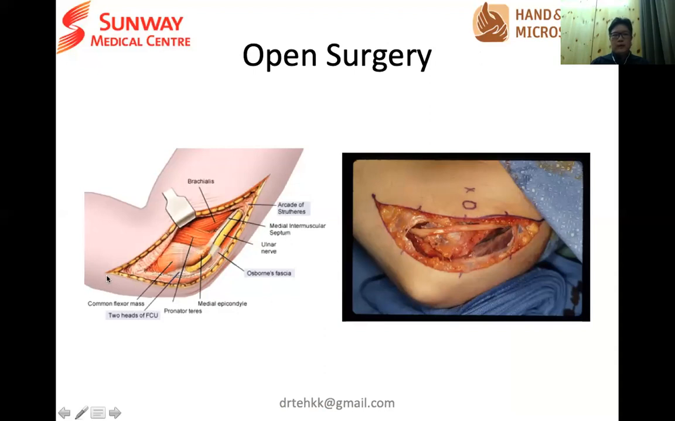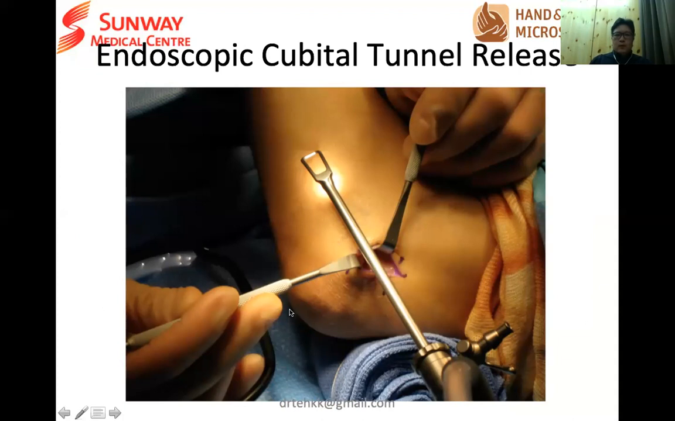So this is an open release with anterior transposition. The scar is about 20 centimeters, 10 centimeters up from the medial epicondyle, and 10 centimeters down from the medial epicondyle. Then you bring the ulnar nerve to the front, and you bury it in the muscle. So we can do that now without making such a big wound. This is the endoscopic technique. Again, we use a camera to help us release the nerve.